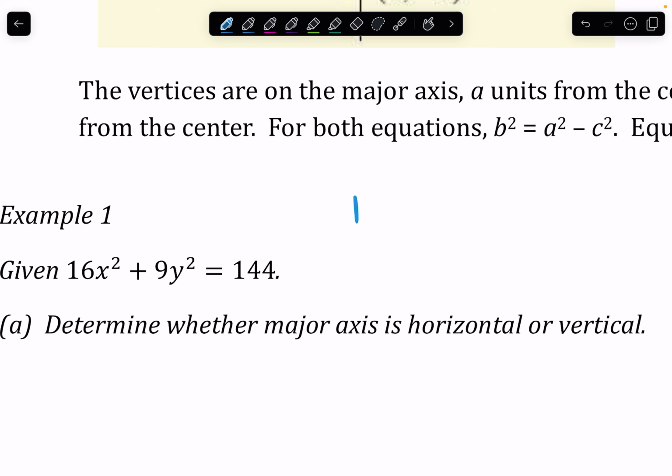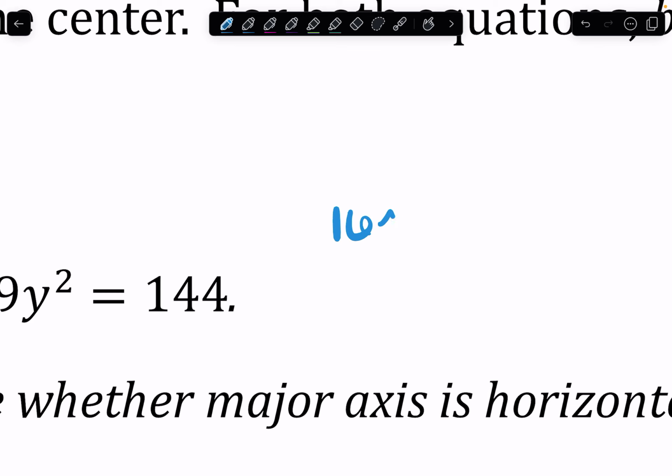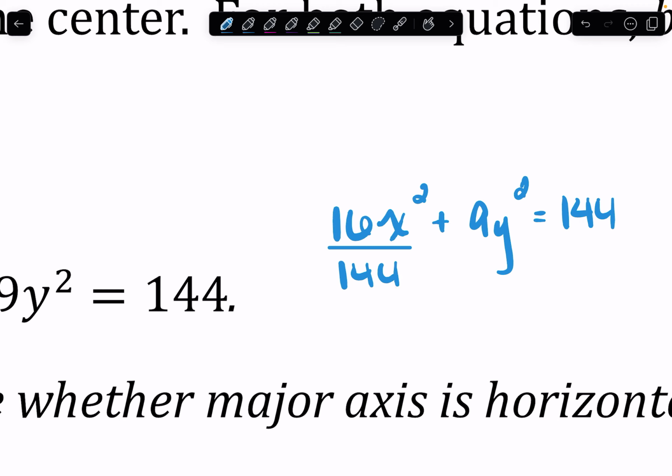So I'm just going to copy 16x squared plus 9y squared equals 144. So to get it into standard form, we're going to divide both sides by 144, which in turn translates to, we're going to divide both terms on the left by 144. All right, so to get our equation into standard form, we just need to get those fractions reduced, the 16 over 144 and the 9 over 144.